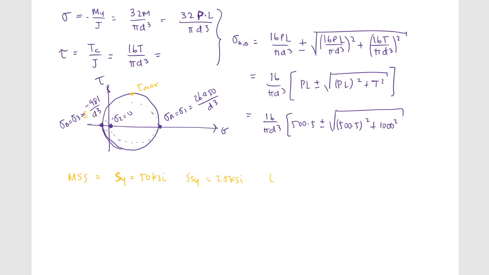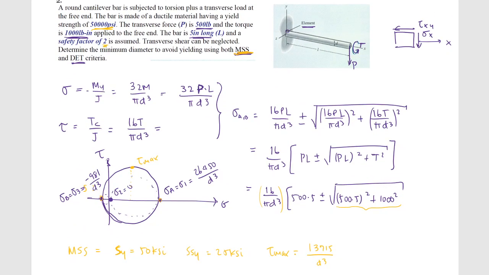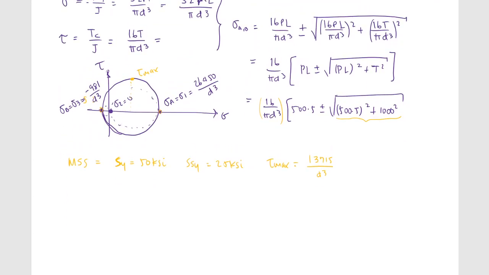So how do I get that tau max from the Mohr's circle? I grab sigma 1 minus sigma 3 divided by 2. Diameter divided by 2 would give me the radius, or just this radius with the 16 and the pi d cubed. Whatever way you want to do it, that is going to be 13,715 over d cubed. And I also want a factor of safety of 2. So basically, I want my tau max to be not 25 but 12.5.